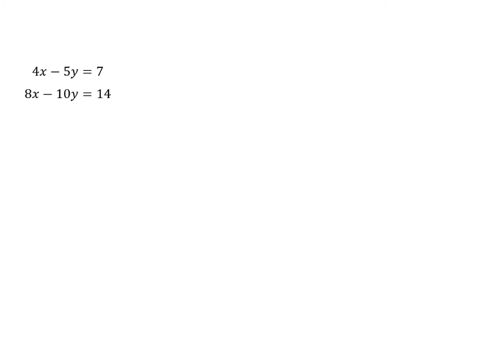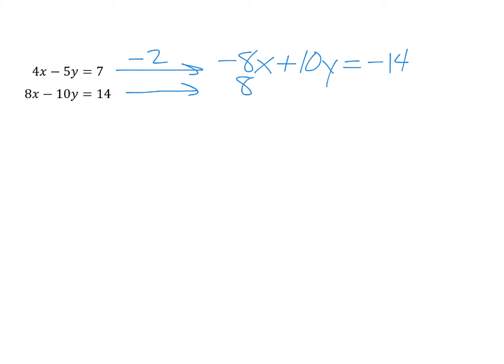I'm going to use these two equations to show you another special. First of all, I'm going to use elimination, and I'm going to multiply this one times, I think, -2. And this one I'm just going to keep. So when I do that, that's going to be -8x plus 10y equals -14. And then I'm not changing this one, and it's 8x minus 10y equals 14. Are you seeing what I'm seeing here?